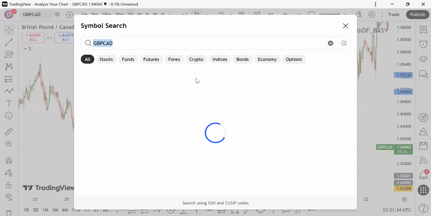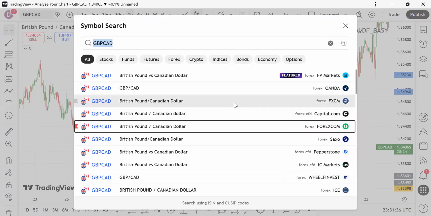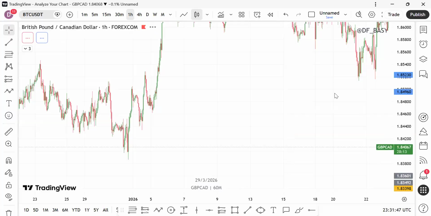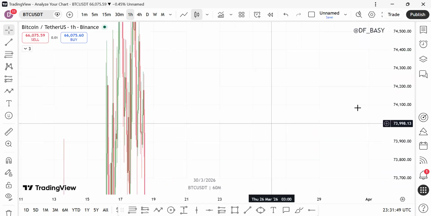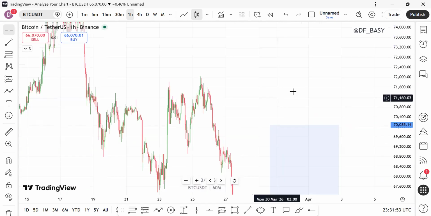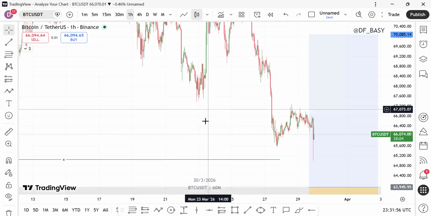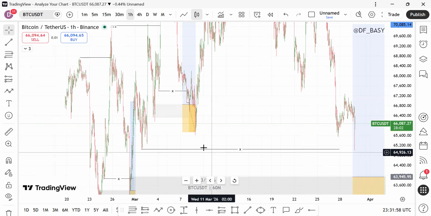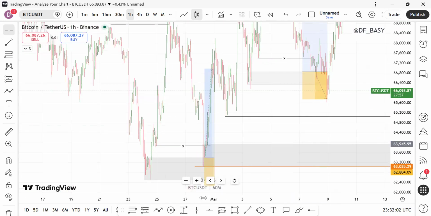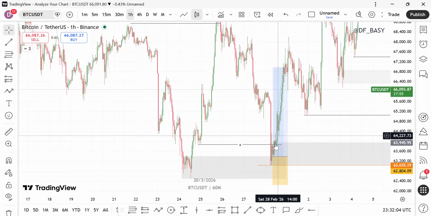So let me go to another trade I took. Let me check on which trade. It's still BTC, BTC USDT. There's a trade I took on this structural liquidity. Okay, I even have a setup here. So now this is the first trade. I have this trade here. What do you see here?